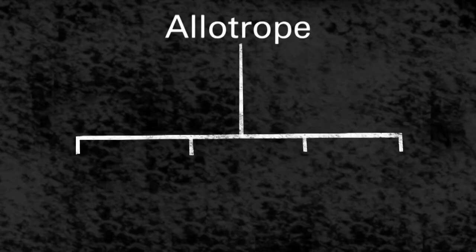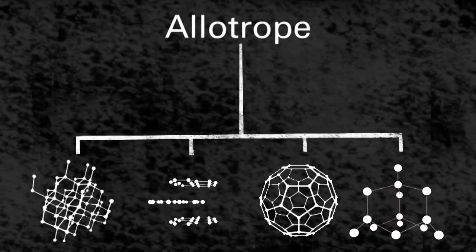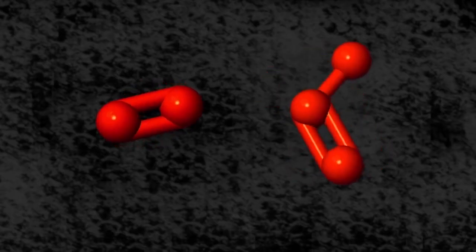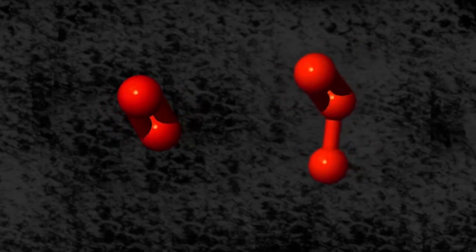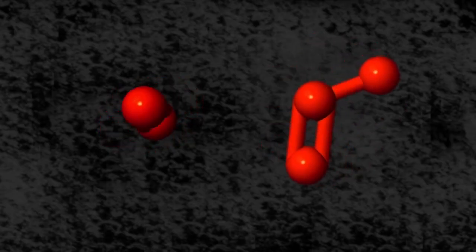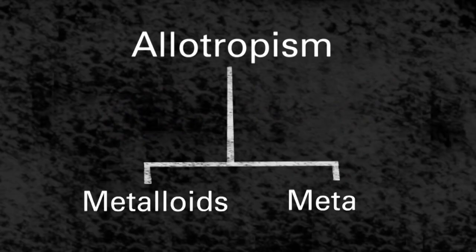An allotrope is simply a different form of the same element, each with distinct physical and chemical properties. For example, oxygen can exist as diatomic oxygen or as ozone. These molecules are made exclusively of oxygen atoms, though their structure and properties are very different from one another. This allotropism can also exist in certain metalloids and metals.